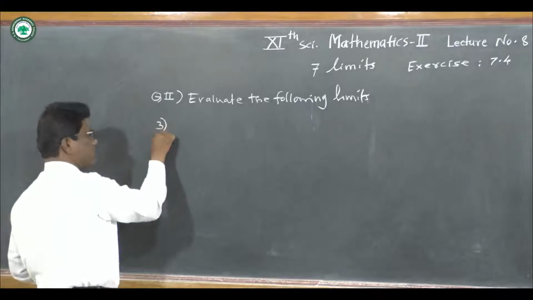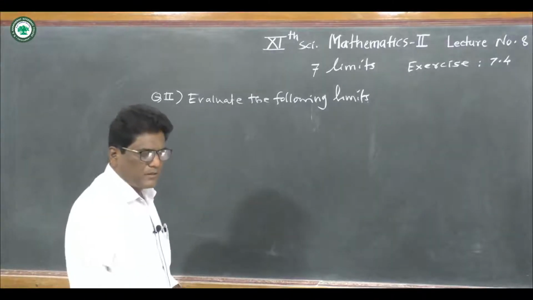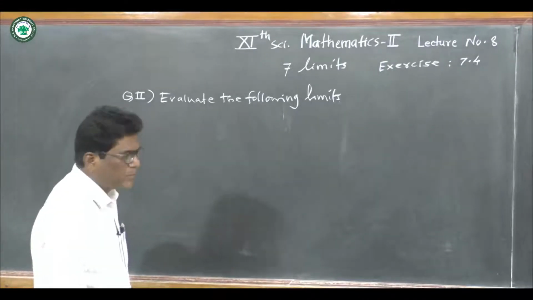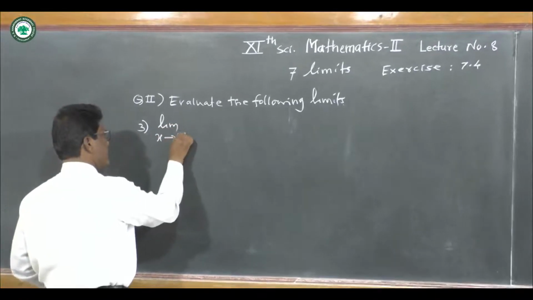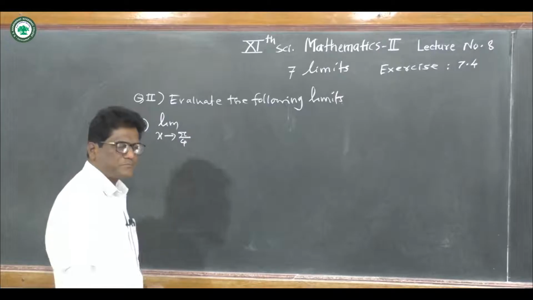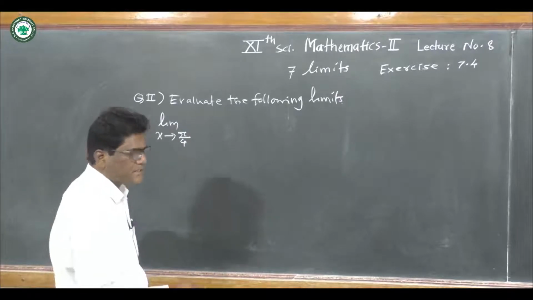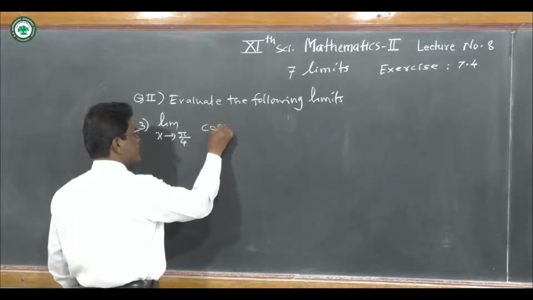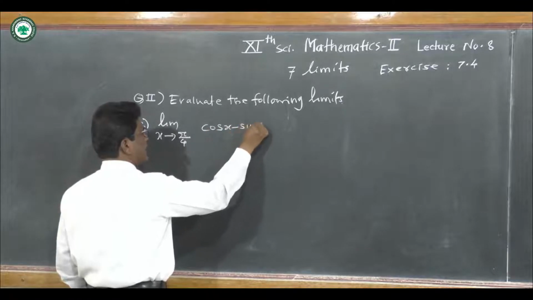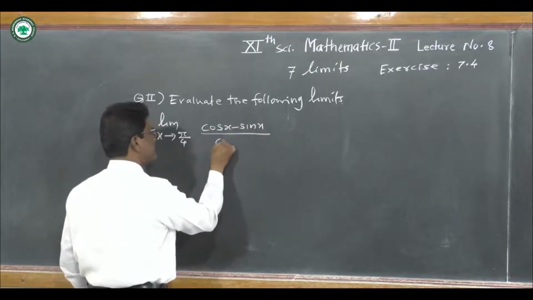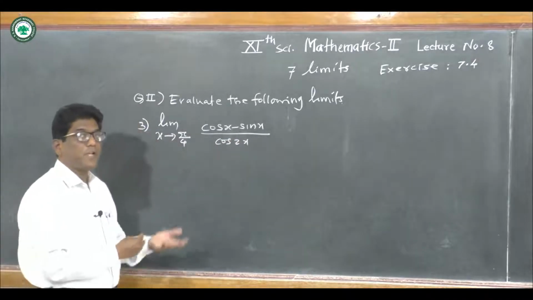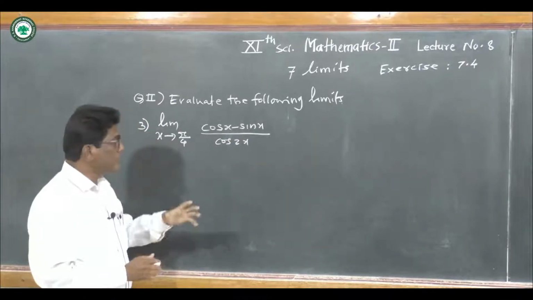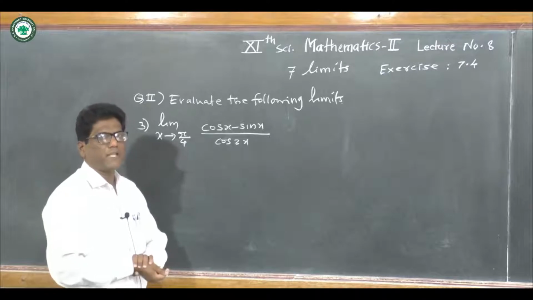Problem number 3 here: limit x tends to pi by 4 of (cos x minus sin x) upon cos of 2x. Now we are seeing problems of trigonometric functions, so we have to use the formulae of trigonometric functions.